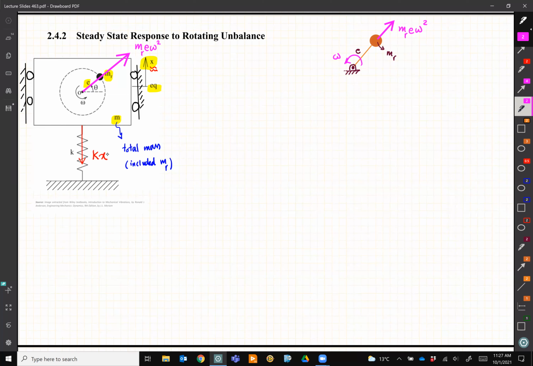What I did, this force, I just extended, showed that it's applied to the center, because we are dealing with a rigid system, so I can slide this load and I can claim that this load is being applied to the bearing at all. Okay, so far you're good. At any step, if it's not clear, please let me know.